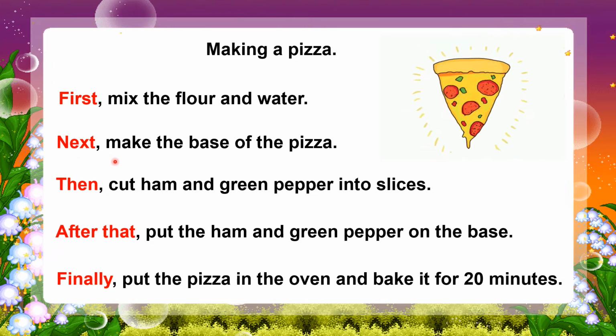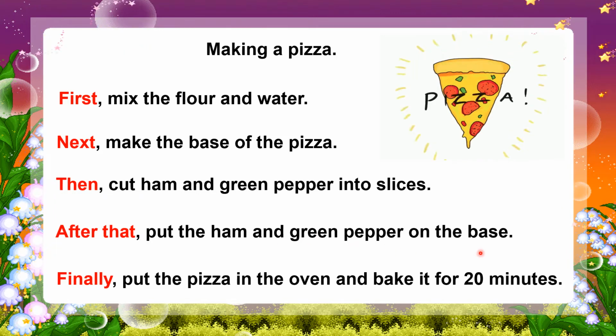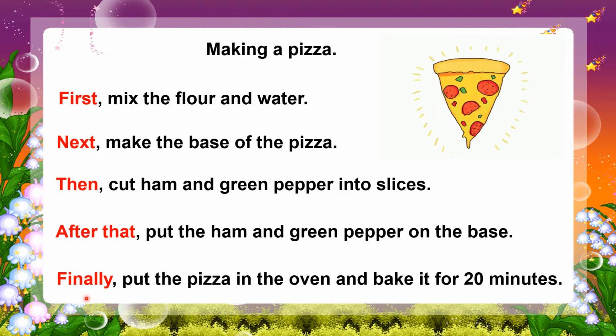Now you know what's coming next. Make the base of the pizza. Now after making the base of the pizza, you find out what's coming up next. Then cut ham and green pepper into slices. After that, put the ham and green pepper on the base. And here we have the last time connective which says finally. Put the pizza in the oven and bake it for 20 minutes.